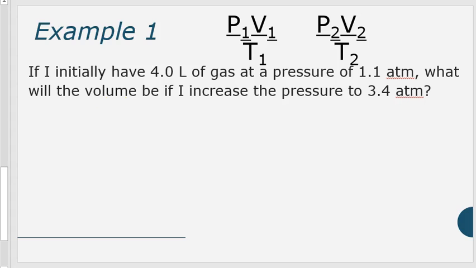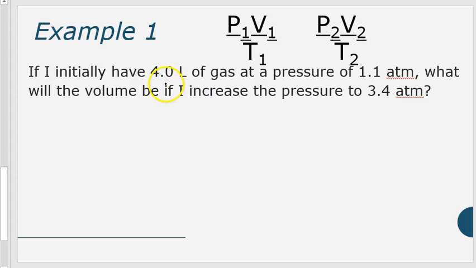Let's look at question number 1. This is in your notes. Make sure you're following along, writing this down and calculating with me. It says: if I initially have 4 liters of gas at a pressure of 1.1 atmospheres, what will the volume be if I increase the pressure to 3.4 atmospheres?